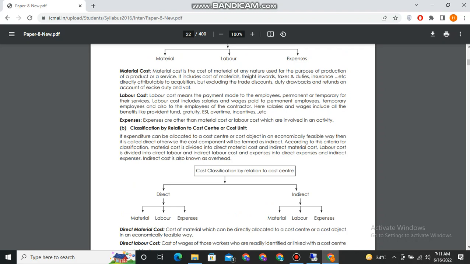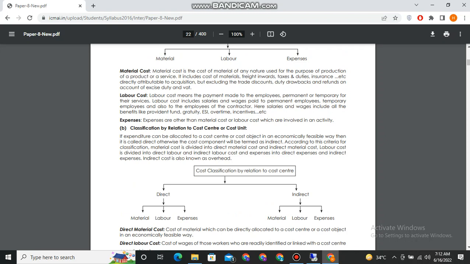Expenses. Expenses are other than material cost or labor cost which are involved in an activity. Classification by relation to cost center or a cost unit. If expenditure can be allocated to a cost center or cost object in an economically feasible way, then it is called direct. Otherwise, the cost component will be termed as indirect.